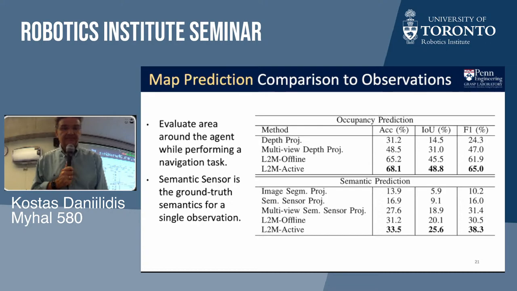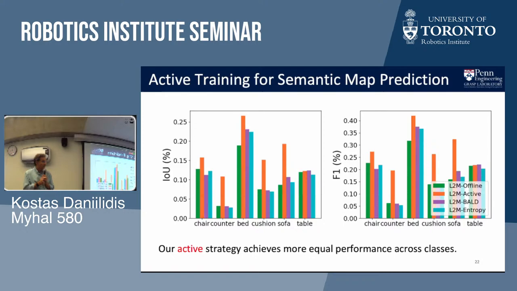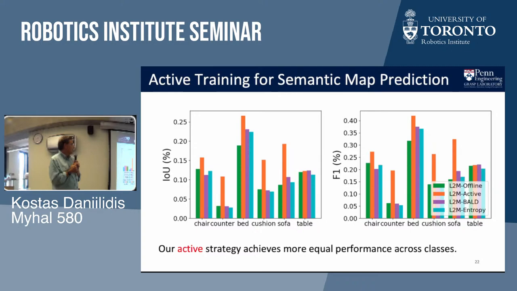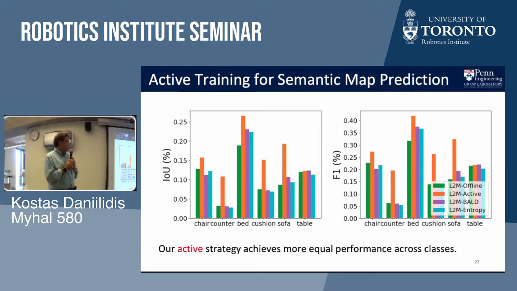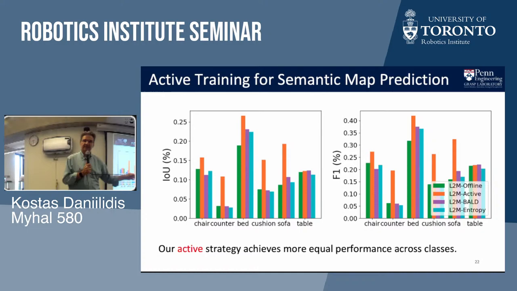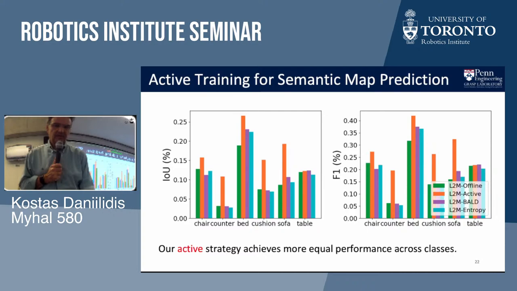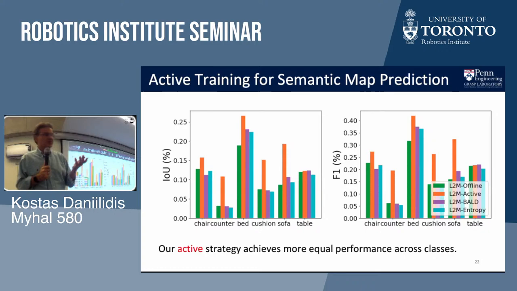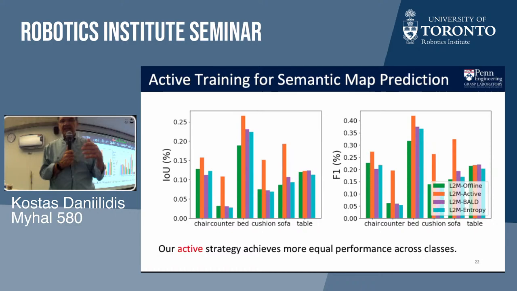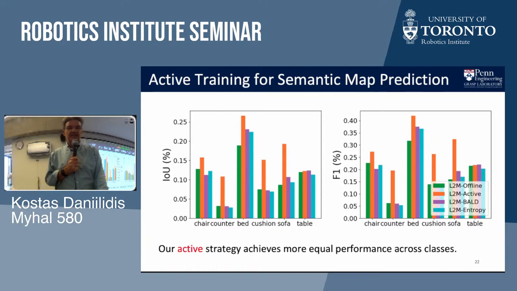Another effect of selecting data according to an information gain is that we have a much more balanced performance across classes. I don't really have a very intuitive explanation, but it probably also has to do with image segmentation algorithms; in general, what we see otherwise is that your datasets are not that balanced.